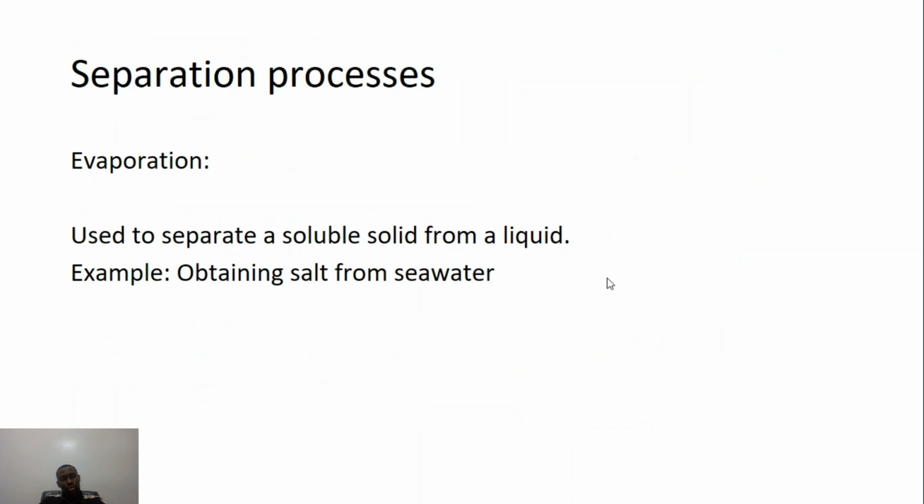Having gone through all these basics, we'll now go into separation processes. Mixtures can be separated into their different components through separation processes or separation techniques, and we'll be talking about each of them now. The first one we'll talk about is evaporation. Evaporation is usually used to separate soluble solid from a liquid, and it's usually characterized by turning the water into vapor when it is heated.